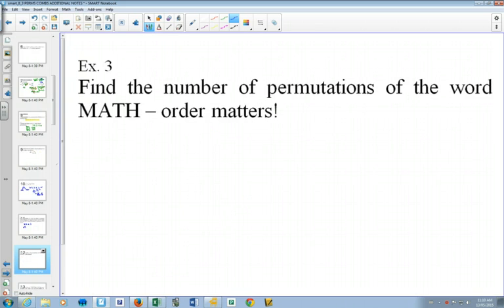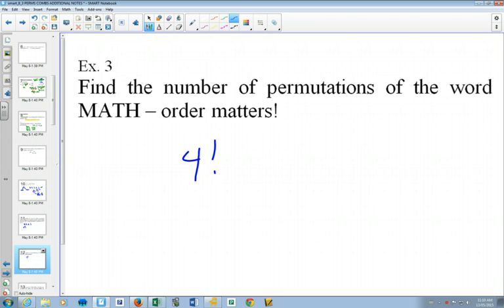Now, number of permutations of the word math. Well, there's just 4 letters. You could do 4 spaces and then go 4, 3, 2, 1. Or you might say, well, with words and rearranging the letters, it's just as easy to go 4 factorial right from the beginning.